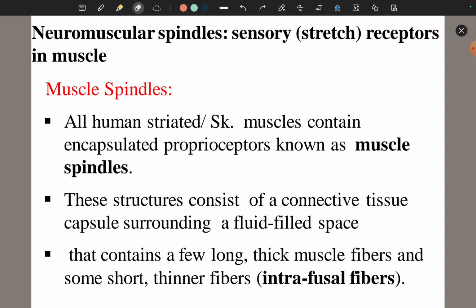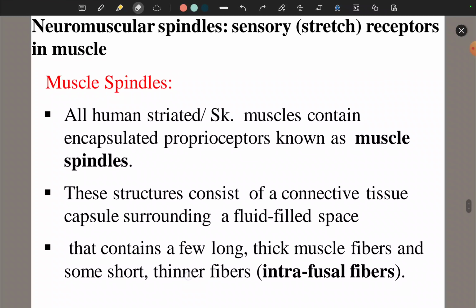Why intrafusal? Because they are found within the muscle spindle. The other skeletal muscle fibers, which are outside the muscle spindle, are called extrafusal. So the rest of the skeletal muscle fibers are called extrafusal fibers. Is there any confusion?